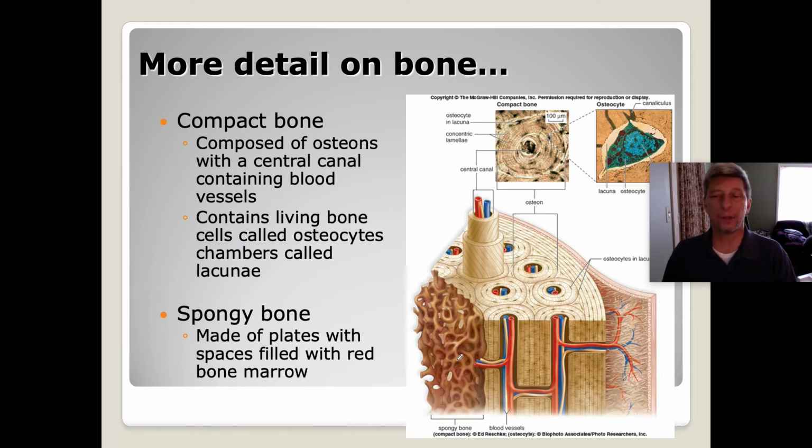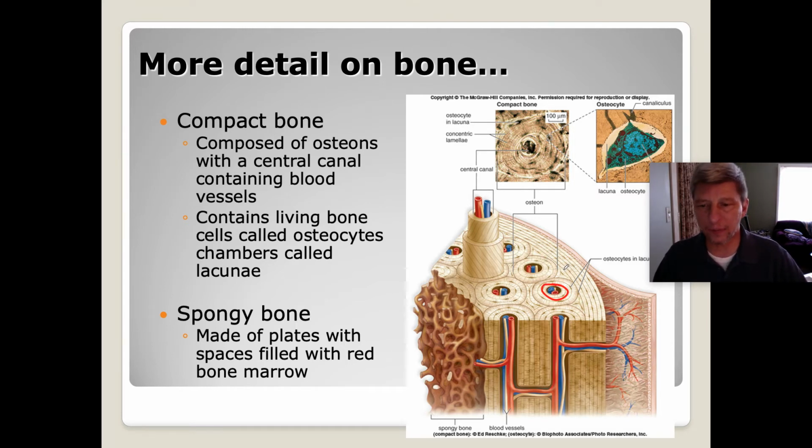Anyway, so more detail on bone. What is shown here are two sections. You can see spongy bone in this area here and compact bone over here. Compact bone is actually composed of tiny little tunnels called osteons. An osteon has a central canal and is surrounded by layers of compact bone. Now, the central canal contains blood vessels, nerves, everything that you would expect to find in a living organism.